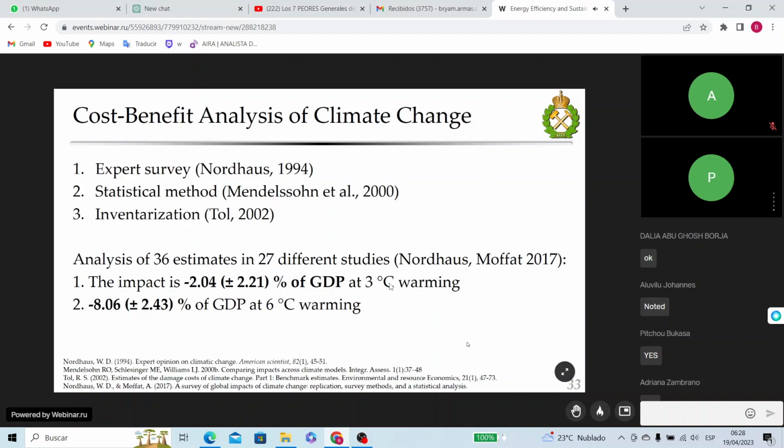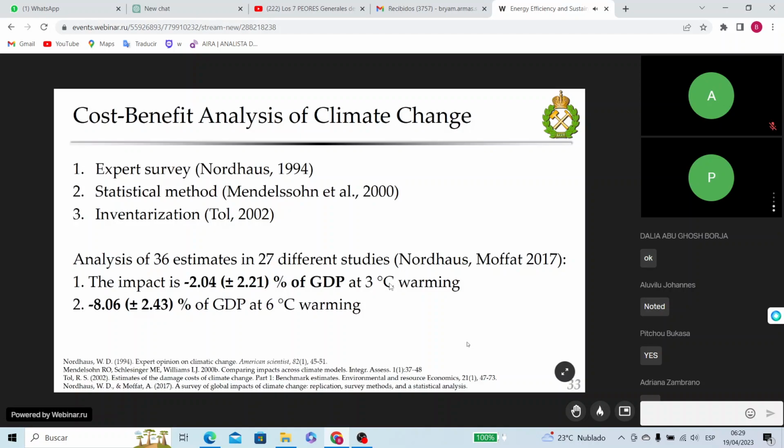The third method is associated with a detailed assessment of forecasts in individual areas. This is somewhat similar to the assessment of insurance companies. By the way, these companies have extremely developed and very detailed methods. An interesting work on the analysis of these methods was published in 2017. The authors analyzed the existing approaches and came to the conclusion that the impact of global warming by 3 degrees will lead to a decrease of global gross domestic product by 2%.